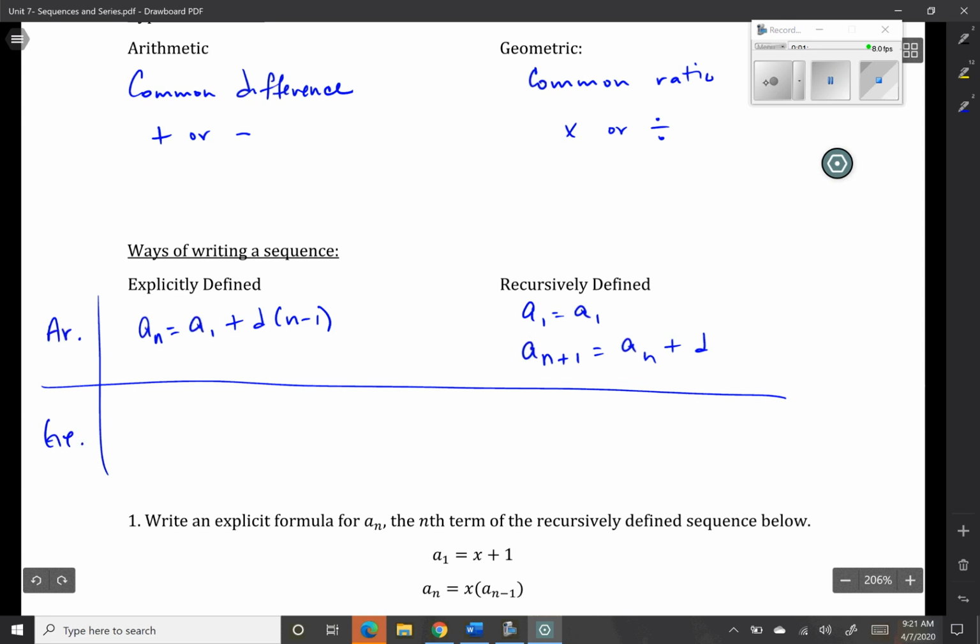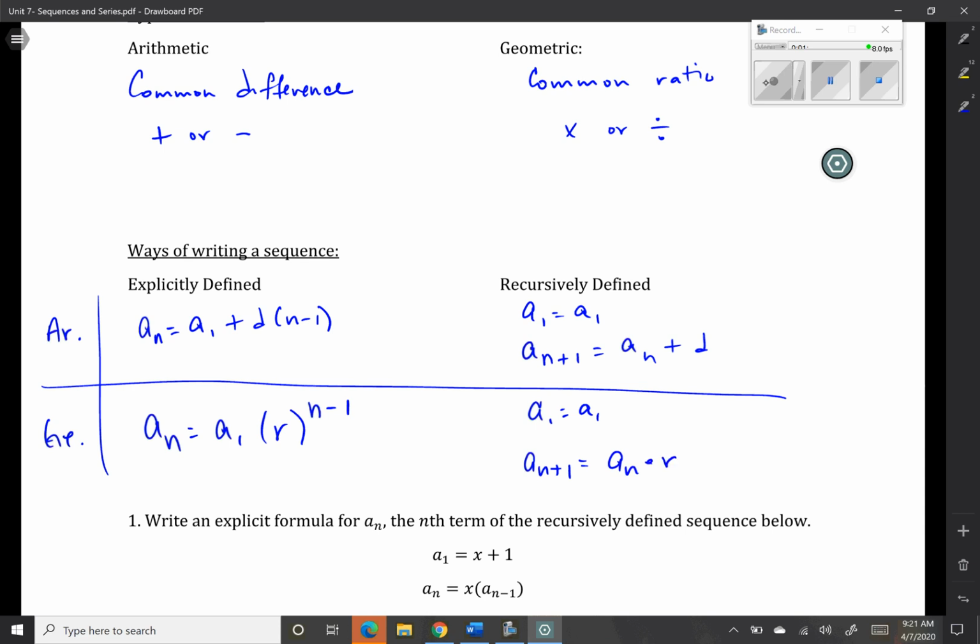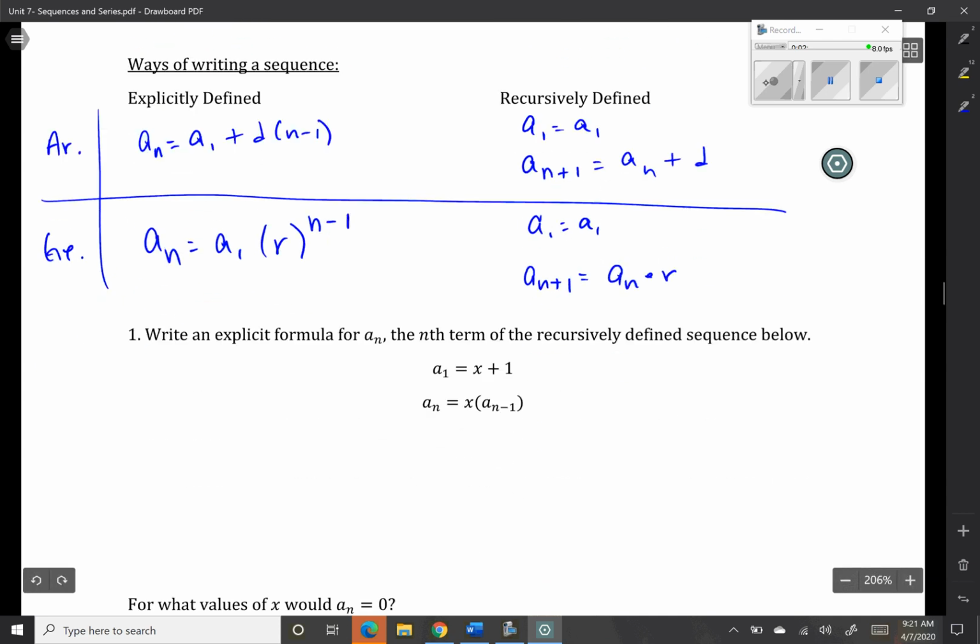For a geometric sequence, explicitly defined would be the first term times the common ratio to the n minus 1. To show that recursively, I'd state the first term, and then I'd say any term of the sequence is equal to the previous term times the common ratio. The difference between explicitly and recursively defined sequences is just us showing it differently. That's all it really is. The big thing about recursively defined sequences is just understanding how they work.